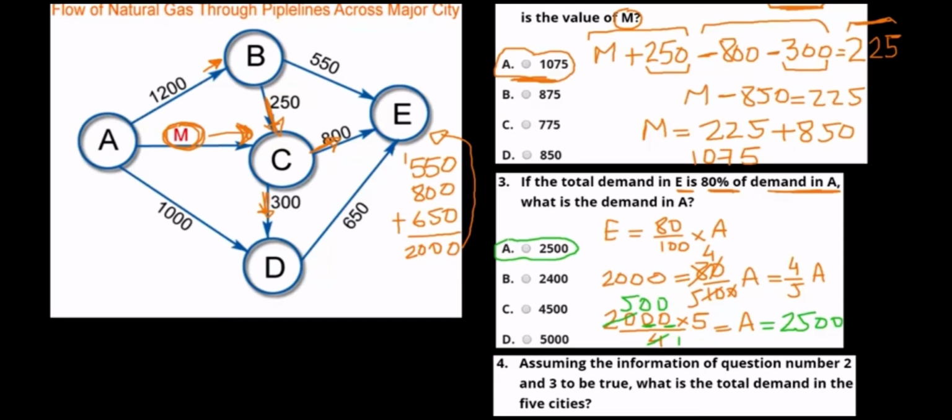Let's move on to question number 4. Assuming the information of questions 2 and 3 to be true, what's the total demand in the 5 cities? So basically the total demand in all the 5 cities. Now let's see, do we know what the demand is in city A? Let's write A, B, C, D, and E. We worked it out in question number 3: the demand in city A was 2,500.